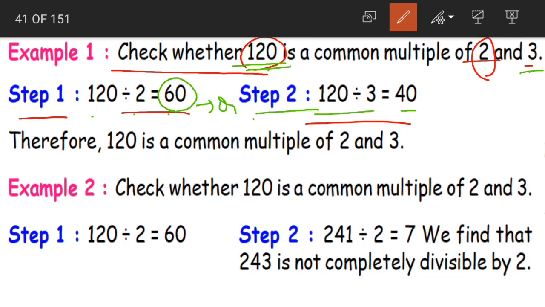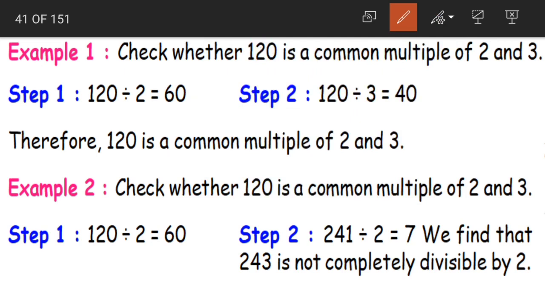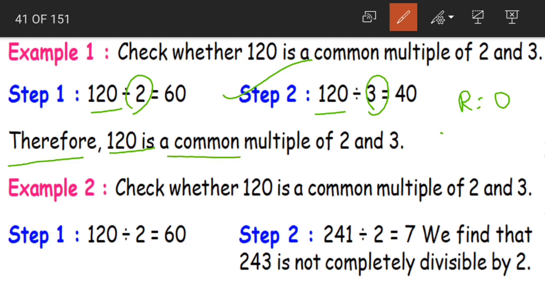So 120 divided by 3 is equal to 40, which is our quotient, as both 2 and 3 have divided 120 completely. Yes, the remainder we got was 0 in both the cases. So we can say that therefore 120 is a common multiple of both the numbers 2 and 3. Understood, children? What should you do?